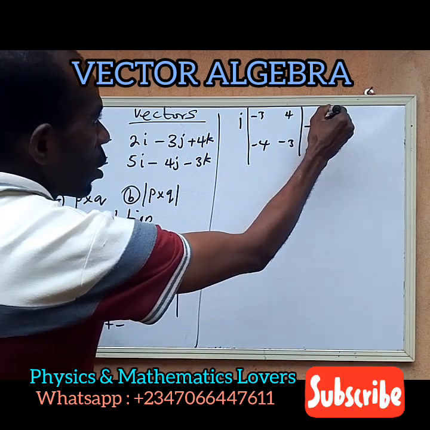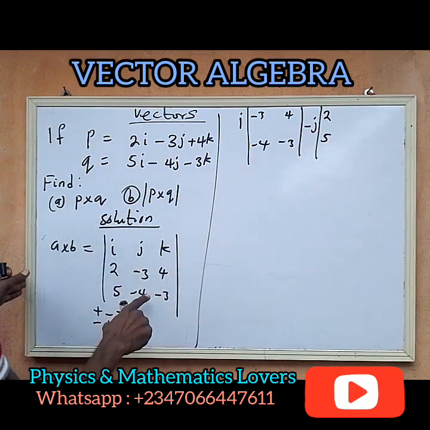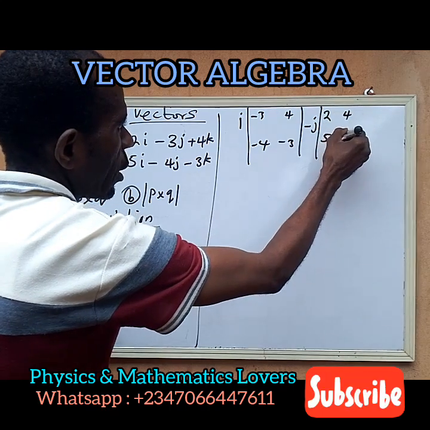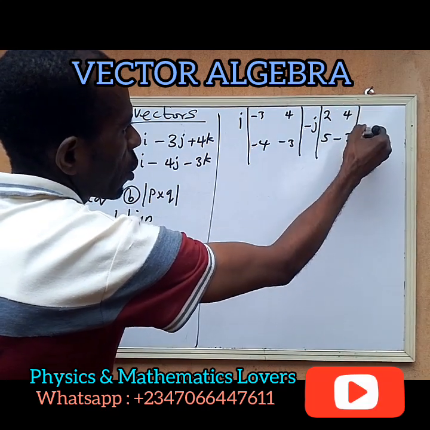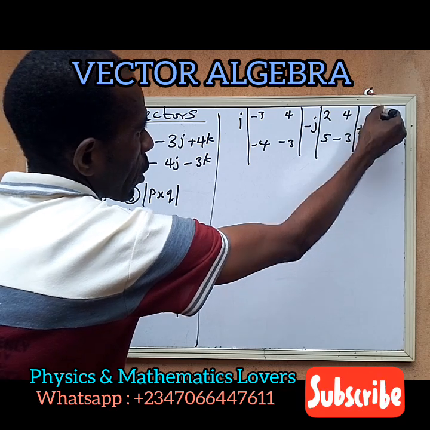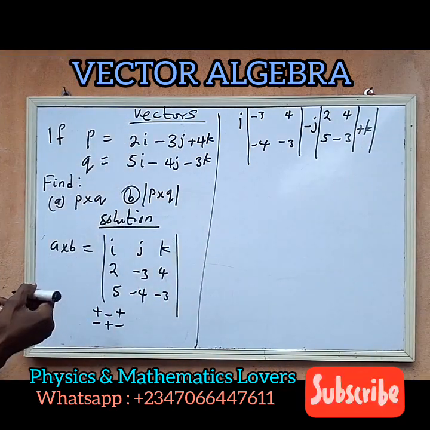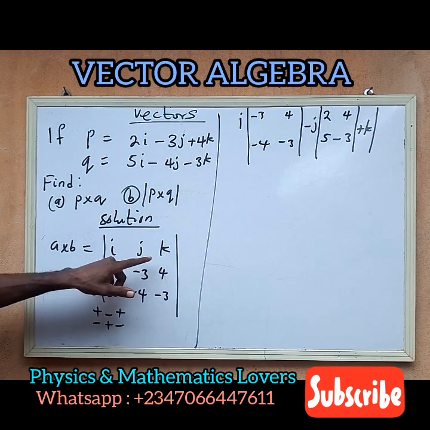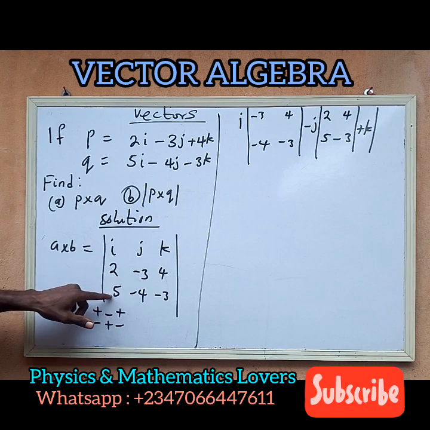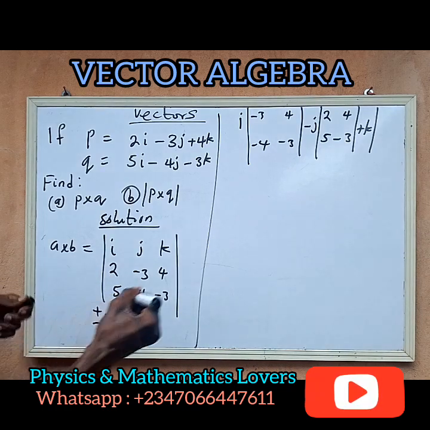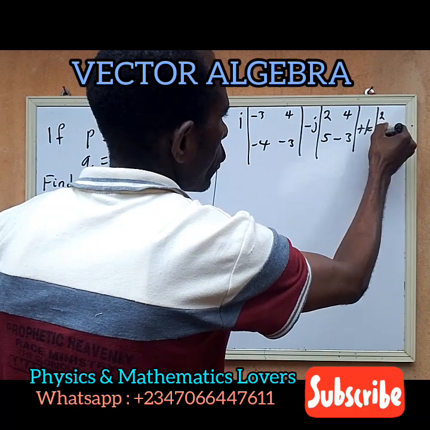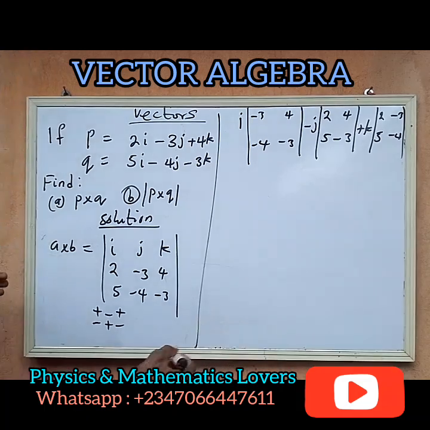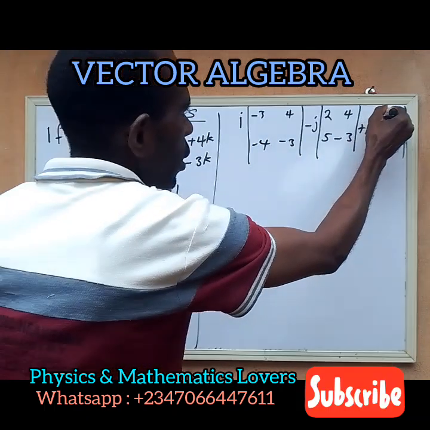Then here we have 4 and -3. The next one is plus k. K will take its own matrix. Here for k, you cover this column and cover this row. You are going to have 2 and 5, then -3 and -4. So let's minimize the board. That's what we have there.